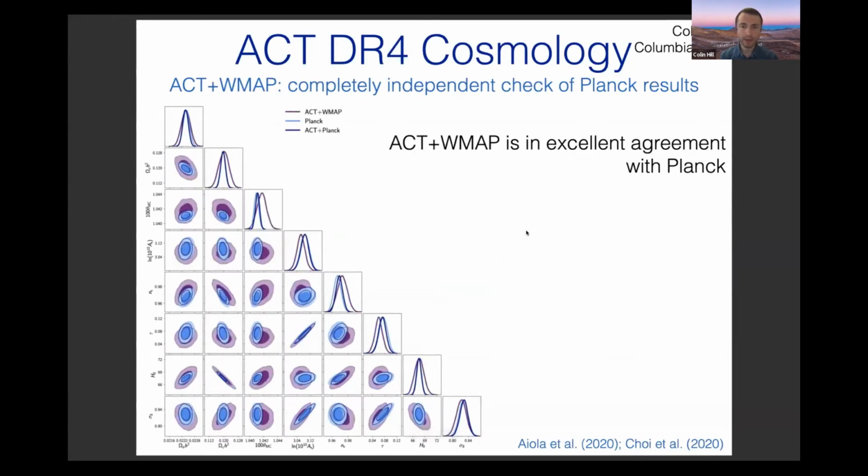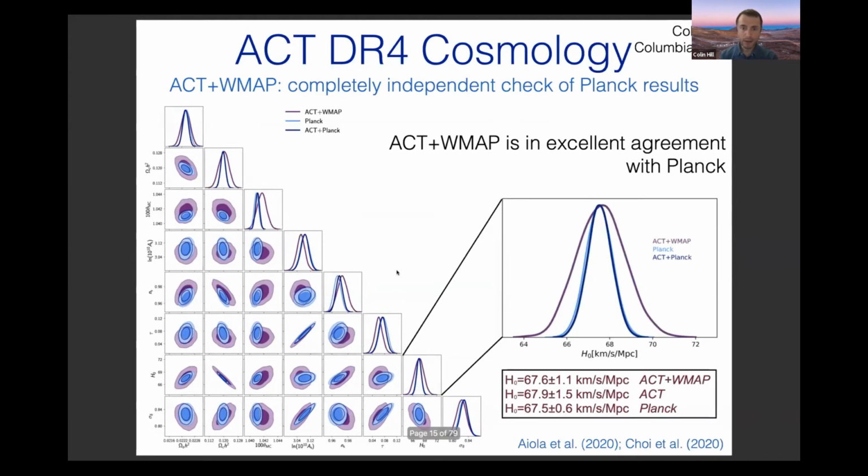This is what you get if you perform that combination. ACT plus WMAP is in purple, Planck is in light blue, and then you can also potentially combine ACT and Planck, which is in dark blue. As you can see, everything here is in very nice agreement. We have a very consistent picture from these different CMB experiments. Obviously, the H-naught panel is perhaps the one of most interest here, so I've zoomed in on that one.